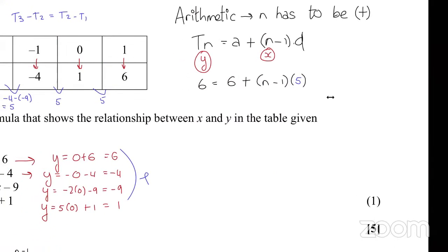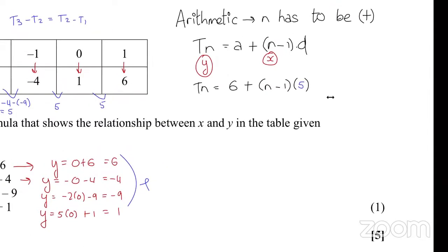What we have to do as well is leave Tn as Tn, because we want a general pattern. We don't have to substitute in. We're not solving for n in this case, because we want a general pattern. Tn and n you leave as they are. So Tn is equal to 6 plus, let's simplify this, 5n minus 5, which then simplifies to Tn is equal to 5n plus 1.